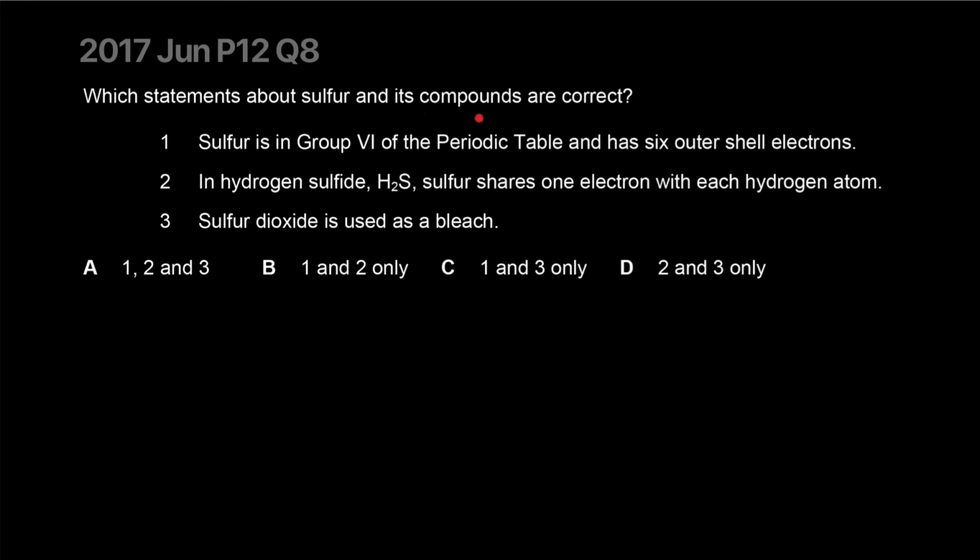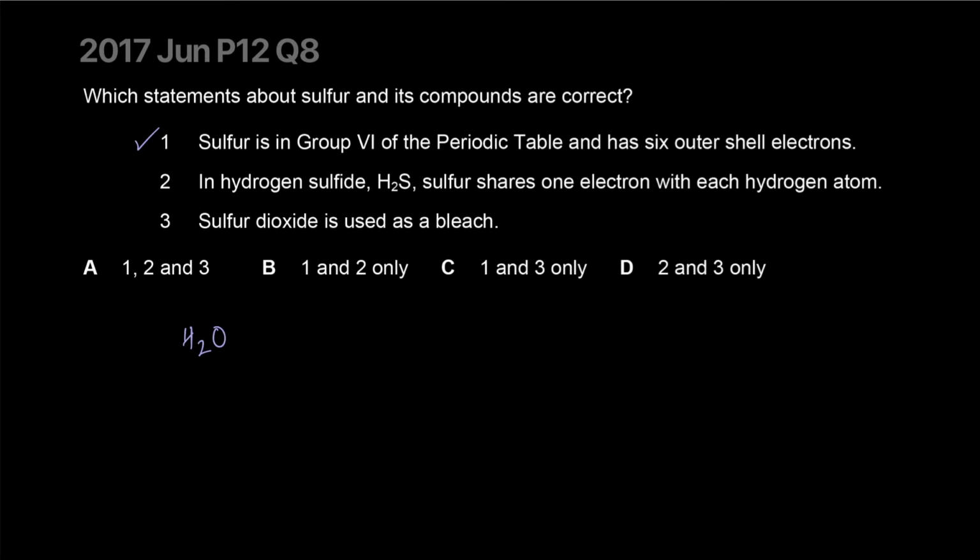Which statements about sulfur and its compounds are correct? Sulfur is in group 6 of the periodic table and has 6 outer shell electrons. That's what being in group 6 means: you will have 6 electrons. That's correct. In hydrogen sulfide, H2S, what does that remind you of?